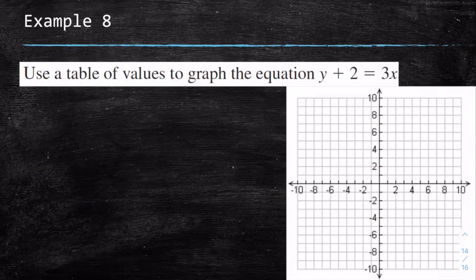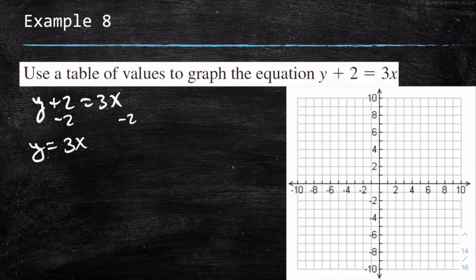Example 8 says, use a table of values to graph the equation y plus 2 is equal to 3x. Well, y plus 2 is equal to 3x kind of is all over the place and doesn't have a specific form. So I think I want to turn it into slope-intercept form. That's easily done by just taking y plus 2 equals 3x, and I'm going to subtract 2 from both sides. And I get y is equal to 3x minus 2.